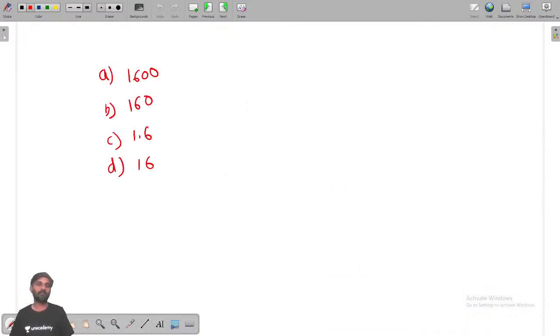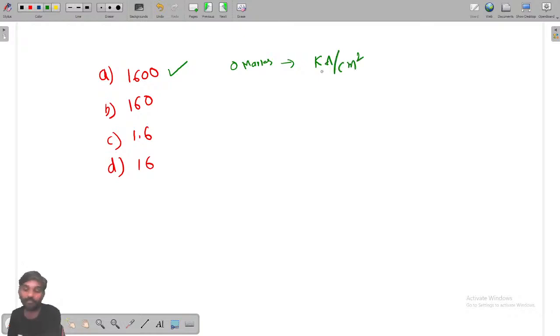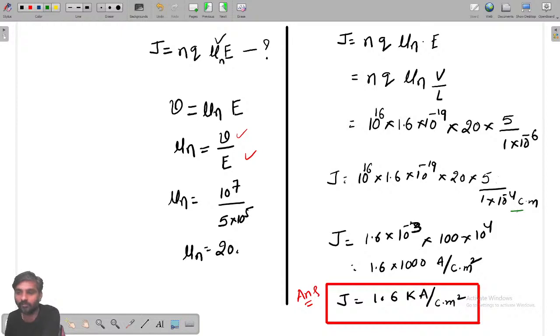So what happens, sir? Definitely you will write all this, and this is the answer you mention, and you'll get 0 marks. Why, sir? He's asking in terms of kilo amperes per centimeter square. And one more mistake you will make is you will not convert here. This is an important conversion, because it is meters to centimeters conversion. Centimeter conversion is important. As I told you, units are very much important.